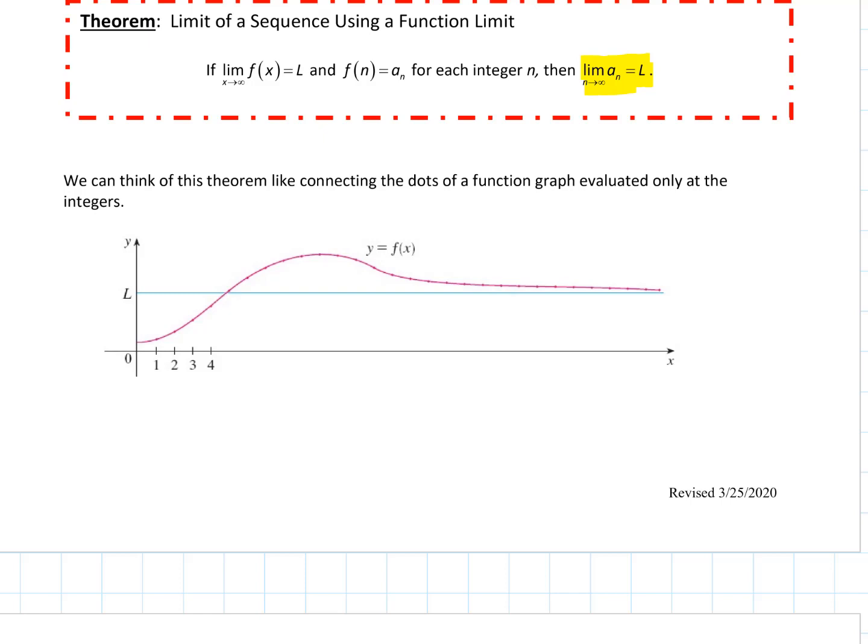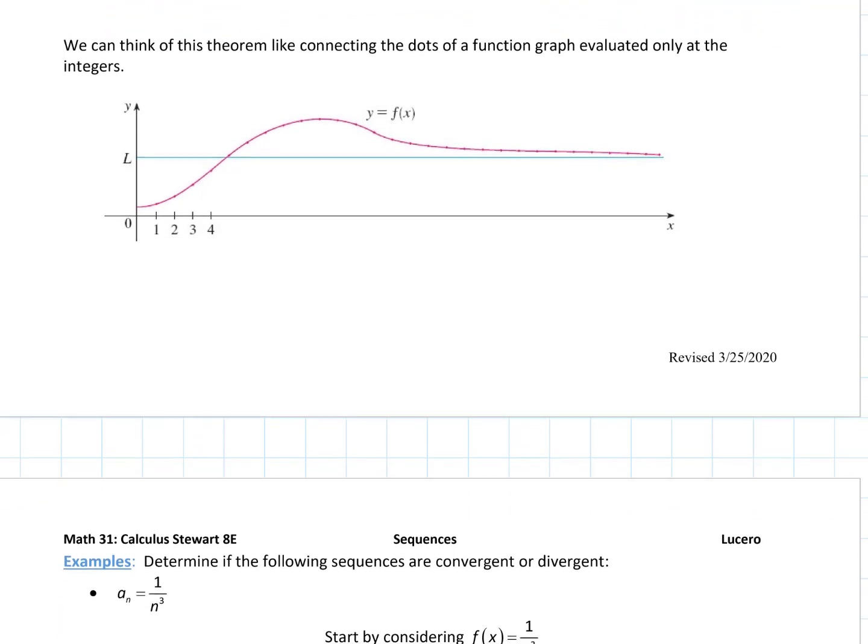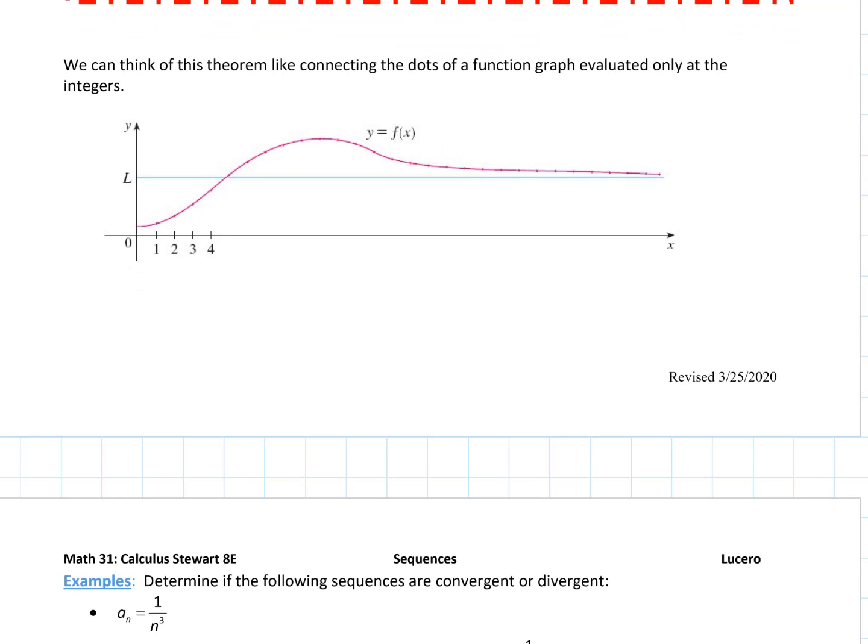So basically, I like to think of this as a way to connect the dots. We can think of this theorem like connecting the dots of a function graph and evaluating it only at the integers. When we graph a sequence, remember, it's just a set of dots. The inputs, the x's, are just the integers. But if we could represent it as a function, then we can look at the limit of the function. So here's a little graph where we've connected the dots of the sequence, and we can see that it's approaching some limit L.